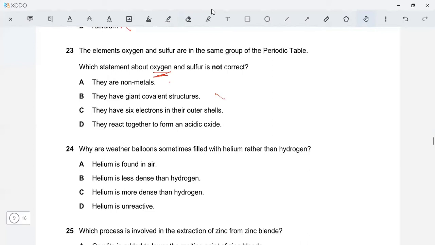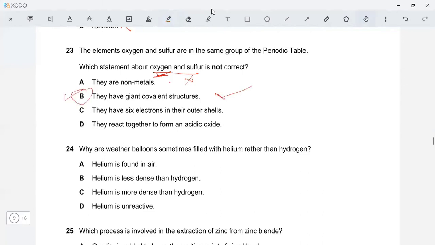The first option is a correct statement. Both of them are non-metals, so the first option is wrong as an answer. Second option: they have a giant covalent structure. Actually, oxygen and sulfur do not make a giant covalent structure. So this is going to be the incorrect statement. So the answer will be B.